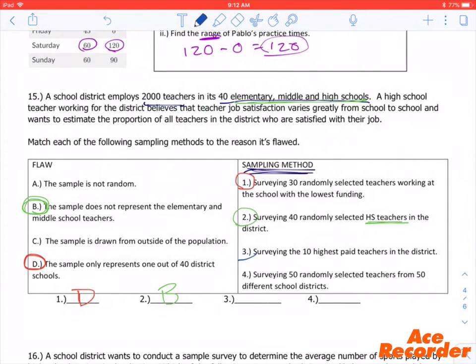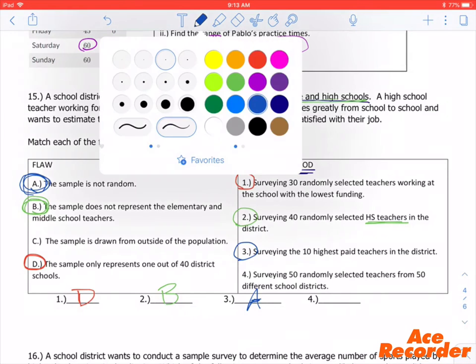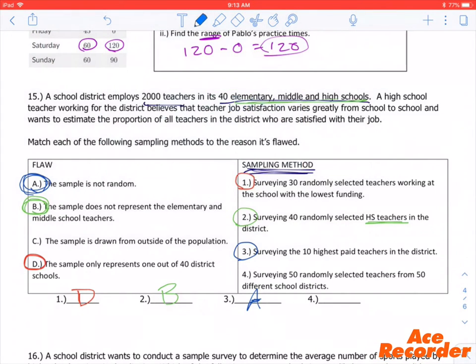Okay, so let's look at number three, surveying the 10 highest paid teachers. Well, that doesn't make any sense. That's not random at all. That's specifically interviewing high paid teachers. Okay. And then the last one, number four, we've got surveying 50 randomly selected teachers from 50 different districts. We don't want different districts. We want to know about this district. So that'd be flawed in that way.